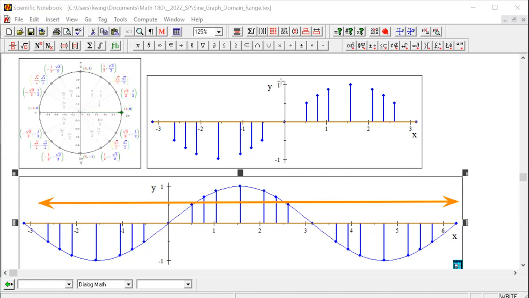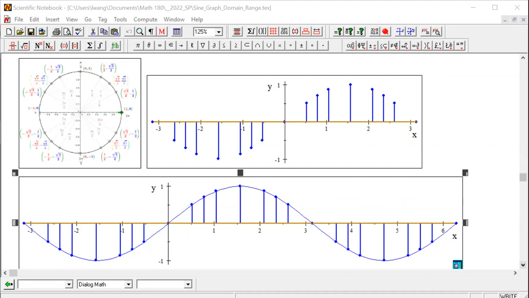How about the range? The blue, how far it can go vertically. We did the lowest point and we did the highest point. The highest point is +1. The lowest point is -1. So the range of sine is from -1 to +1. So let me give you all the different ways of expressing it.